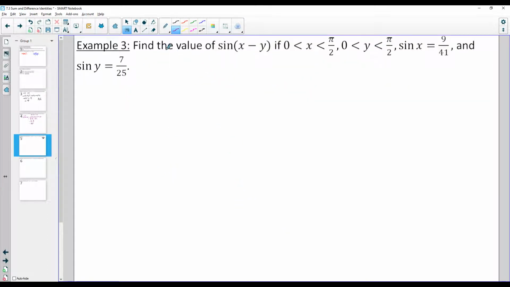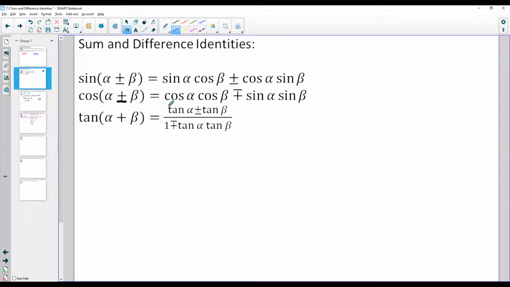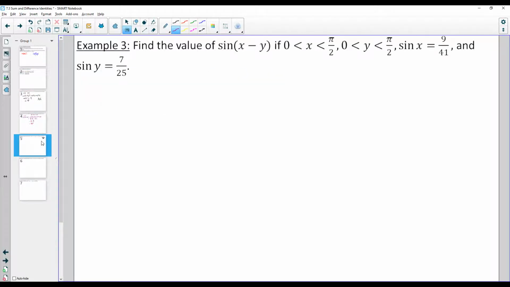Find the exact value of sine of x minus y if sine of x is 9 over 41 and sine of y is 7 over 25. This one might look weird to start, but just remember what we're doing. We're working with these all the time, right? So I see sine of x minus y, so we're going to have to follow this one up here. So let me just write this out.